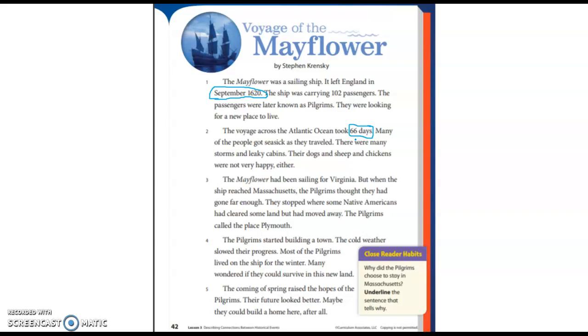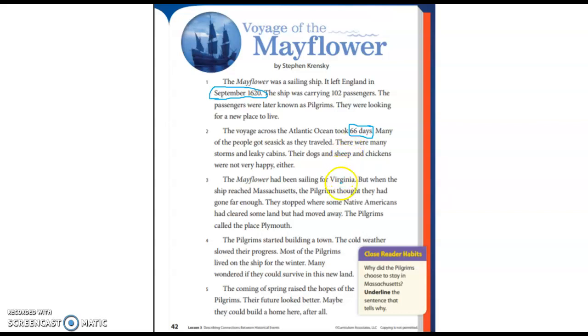The Mayflower had been sailing for Virginia, but when the ship reached Massachusetts, the Pilgrims thought they had gone far enough. They stopped where some Native Americans had cleared some land but had moved away. The Pilgrims called the place Plymouth. The Pilgrims started building a town. The cold weather slowed the progress. Most of the Pilgrims lived on the ship for the winter. Many wondered if they could survive in this new land. The coming of spring raised the hopes of the Pilgrims. Their future looked better. Maybe they could build a home here after all.